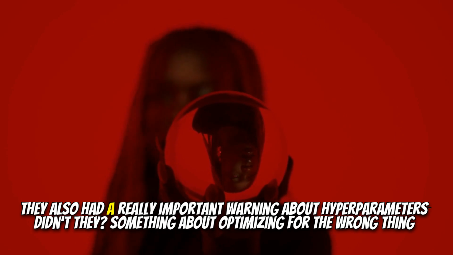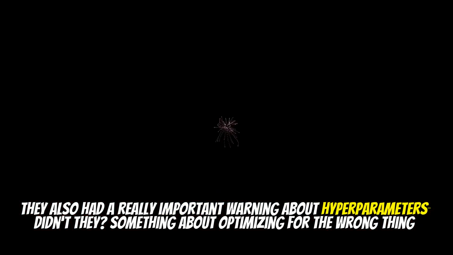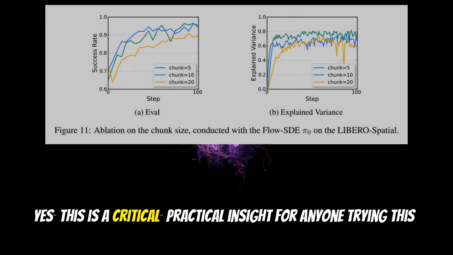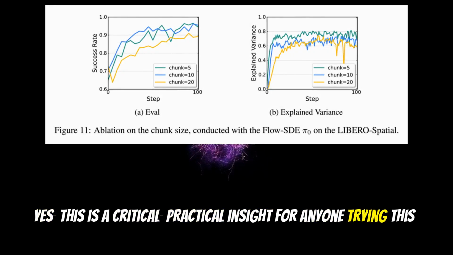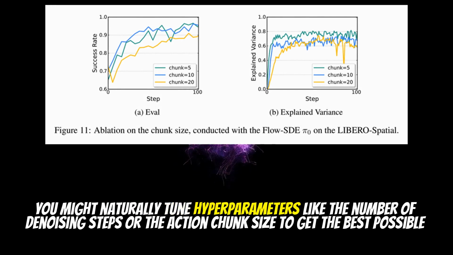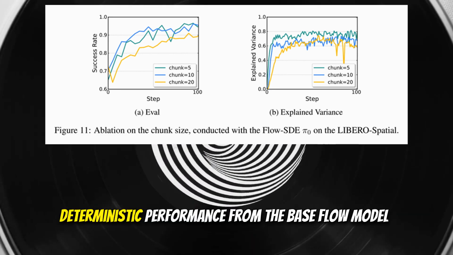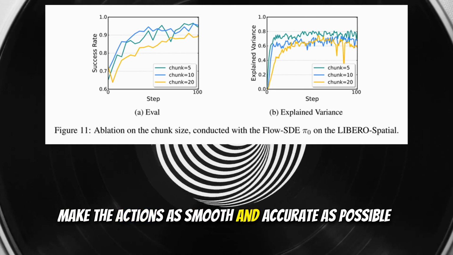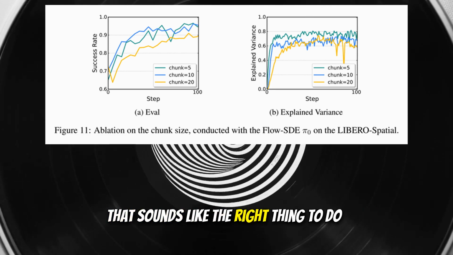Got it. They also had a really important warning about hyperparameters, didn't they? Something about optimizing for the wrong thing. Yes, this is a critical, practical insight for anyone trying this. You might naturally tune hyperparameters, like the number of denoising steps or the action chunk size, to get the best possible deterministic performance from the base flow model. Make the actions as smooth and accurate as possible. That sounds like the right thing to do.